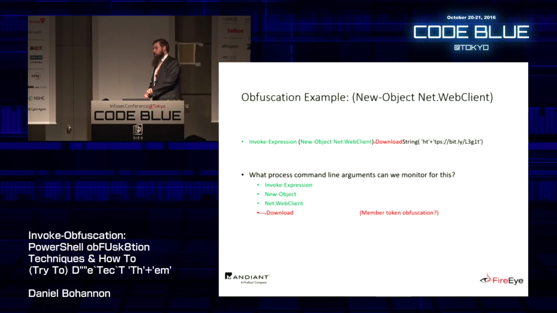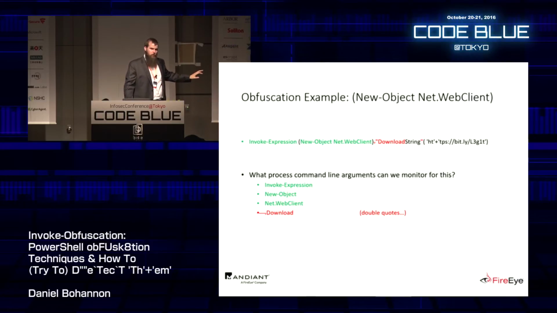Well, as I was looking at this command, I started this research a year ago, and I started to say, well, how can I manipulate this command so that it looks weird on the command line, but it still executes properly in PowerShell? So I found that you can put single quotes around a member token. So now that .download, we can't even rely on that. We need to remove that dot.